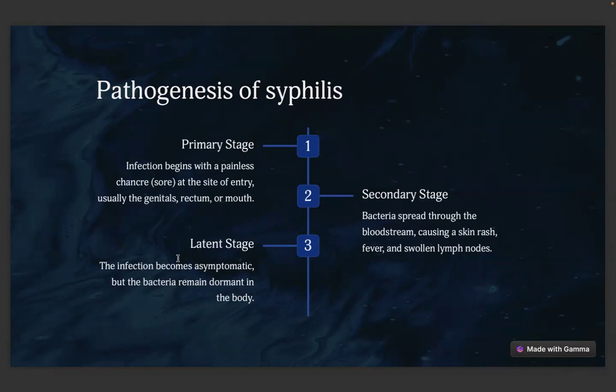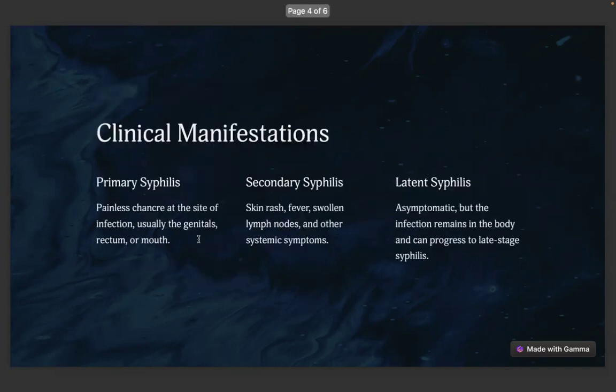So, what is the latent stage? Latent syphilis is when the patient will come to you and will not have any symptoms. He's not complaining of any of the symptoms mentioned above. But if you take a blood sample from this patient, you will find out that he is positive. He has antibodies against this bacteria. Okay? All right. So those are the clinical manifestations that we mentioned.